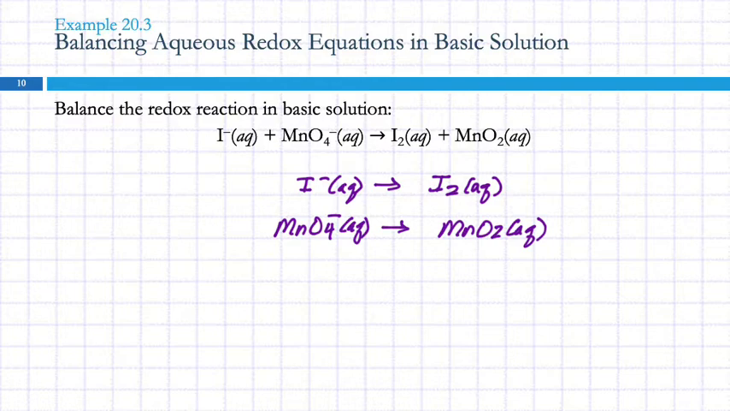Balance the mass. Here I have 1 iodine, and there I've got 2, so I need a coefficient of 2 in front of the iodide. Down here I have 1 manganese and 1 manganese, but one side has 4 oxygens and one has 2. So I balance the oxygens by adding water. I need 2 water molecules to give me 2 oxygen atoms.